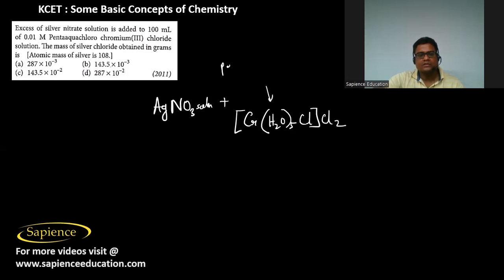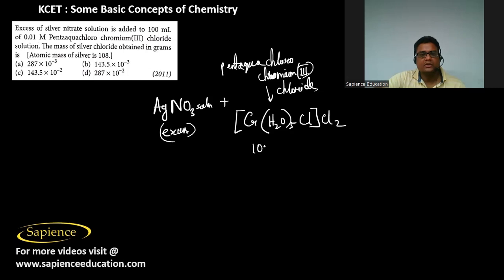So now this is called penta aqua chloro chromium 3 chloride. So excess of silver nitrate solution is added to 100 ml of 0.01 molar penta-aqua-chlorochromium chloride. Then here the mass of silver chloride that is obtained in grams is asked. So here it will react with this, then it will form 2 AgCl.